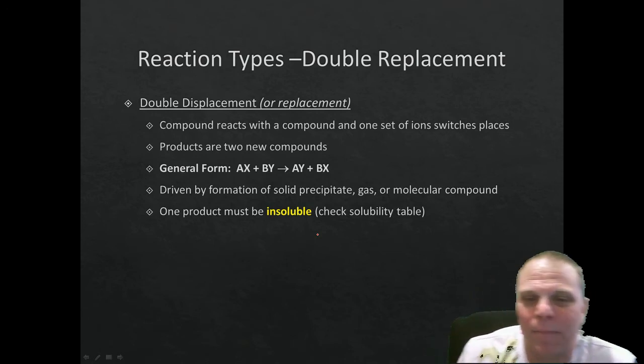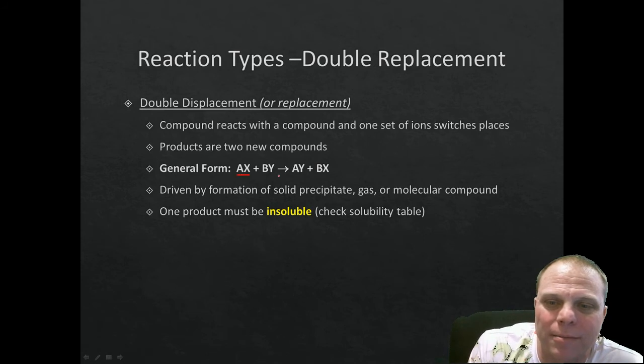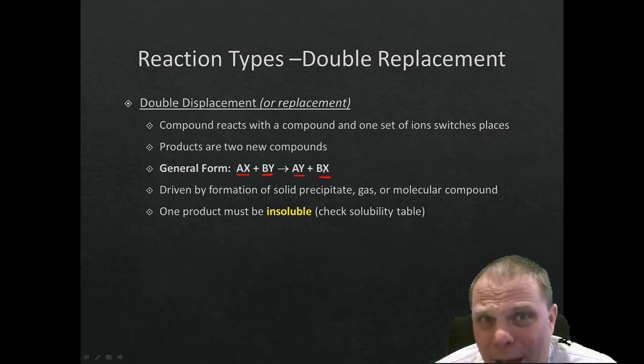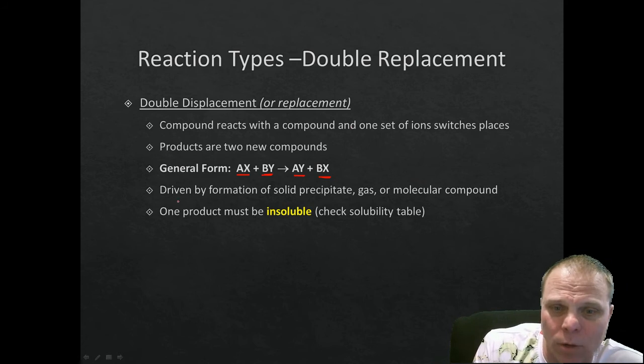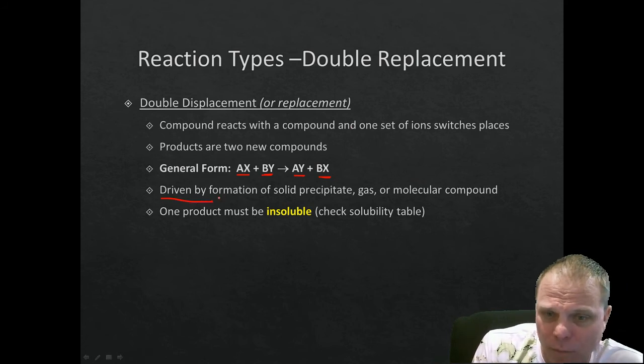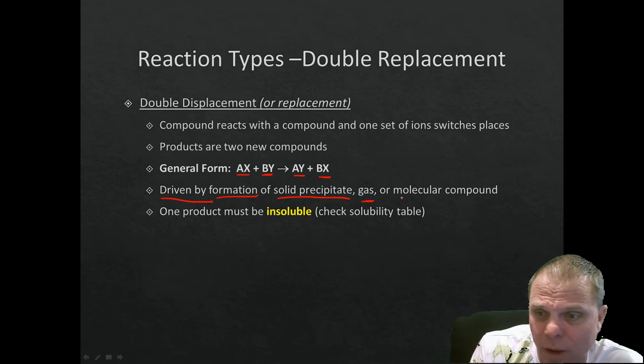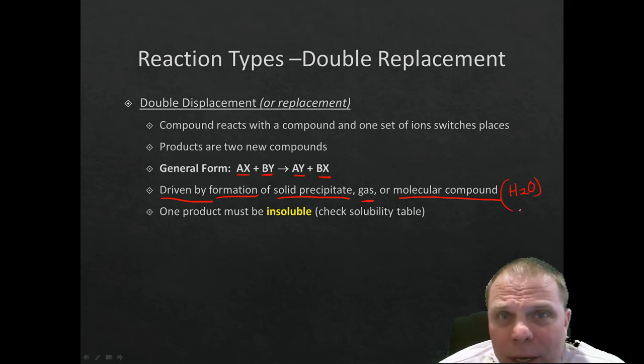And that's what we're having here. Now, the AX and the BY come to the party together, but A goes home with Y, B goes home with X, okay? Why does this happen? Well, it is driven by the formation of solid precipitates that are insoluble, gases that are going to come out of solution, or molecular compounds. A lot of times water is going to be the molecular compound that comes out of this solution. So if you're forming a new substance that's no longer soluble, that's what actually is driving this reaction.